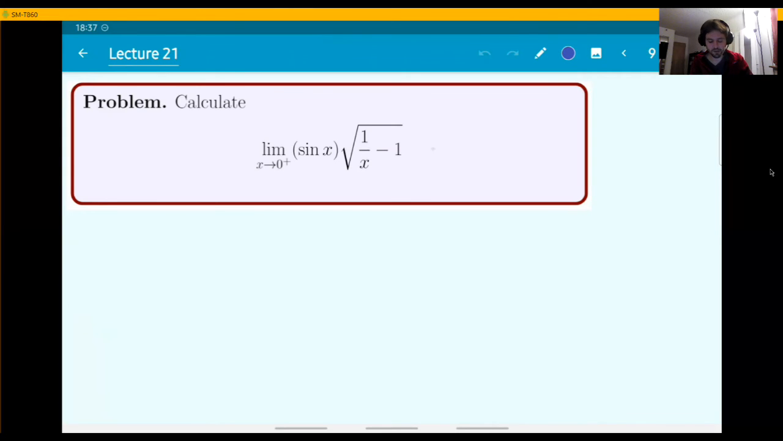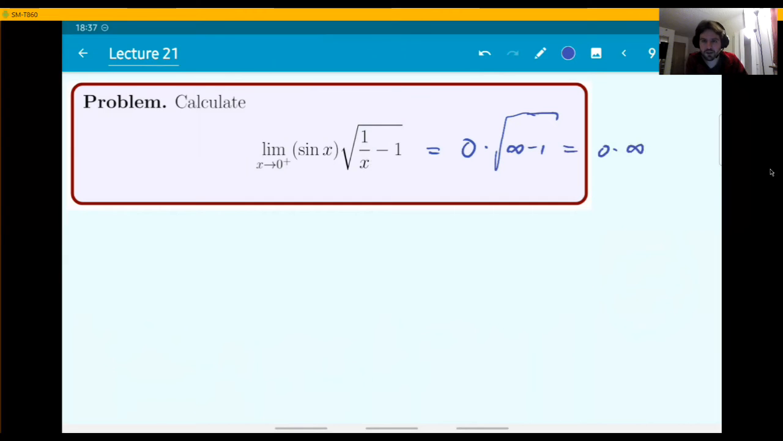So this limit is of what form? x is going to 0 plus. Sine x is going to 0. And then what's happening to the square root here? Well, if x is going to 0 from the right side, 1 over x is going to become large because x is small and positive. So it's going to plus infinity. Infinity minus 1 is just infinity. Square root of infinity is just infinity.